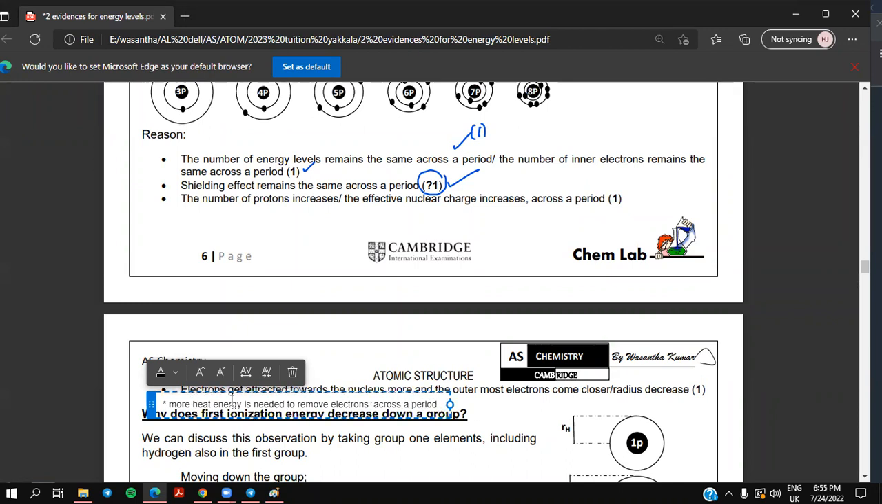Insert this. Because we are talking about the attraction of outermost electrons to the nucleus and then variation in size, but we don't talk about the first ionization energy variation. More heat energy is needed to remove electrons across the period. Therefore, first ionization energy increases.